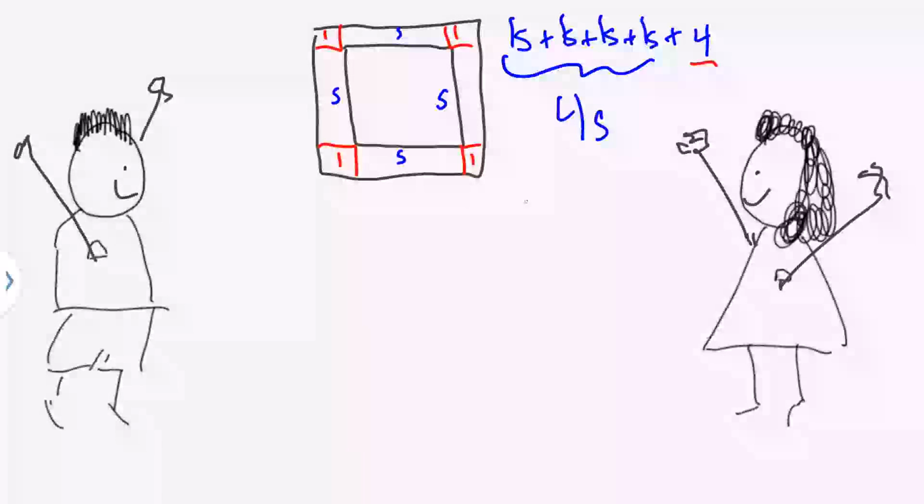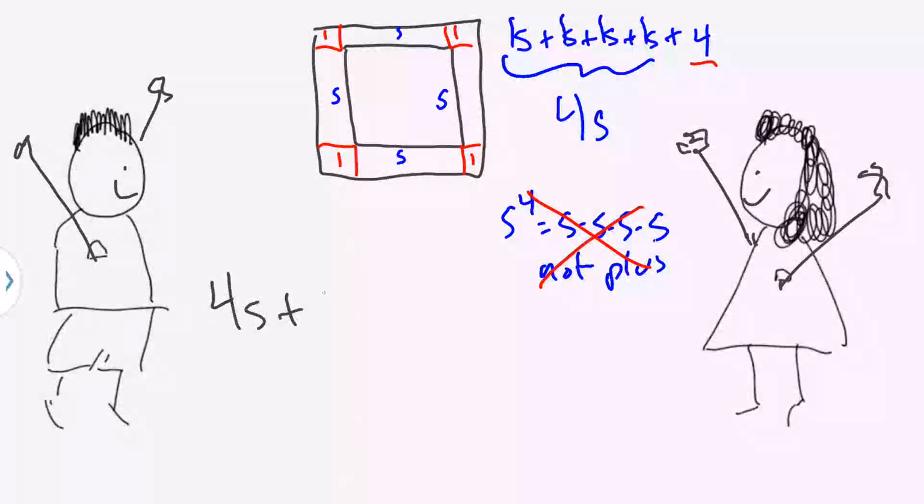Now remember, that's different than S to the 4th. That's S times S times S times S, not plus. So you don't want to do that, okay? So then your final expression is going to be 4S plus 4.